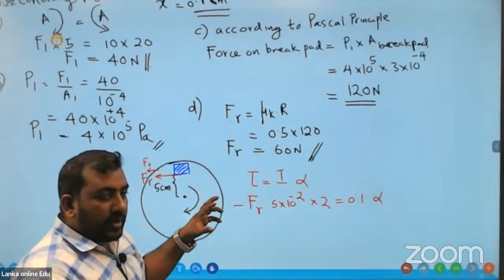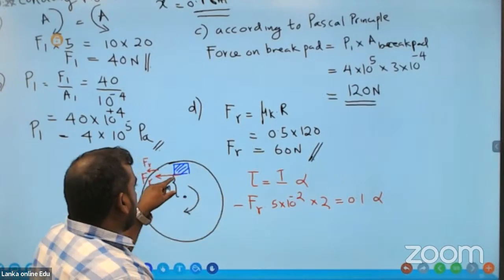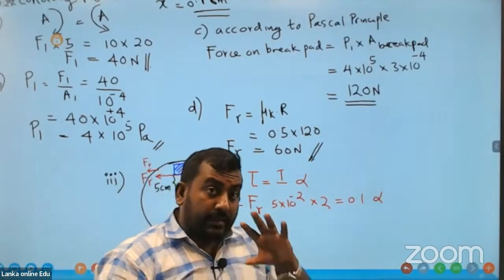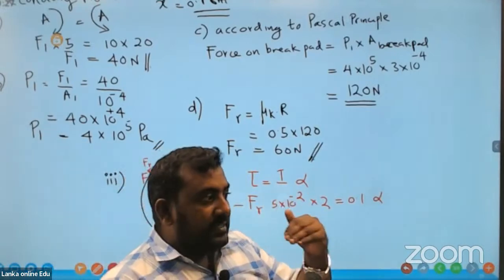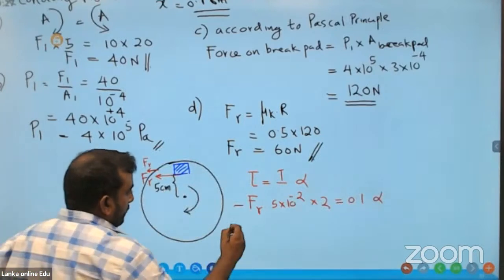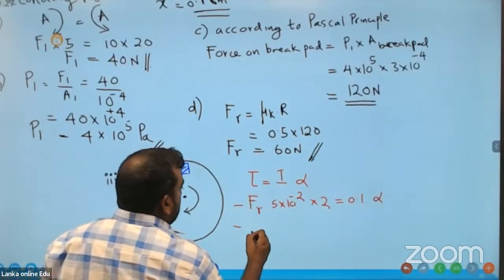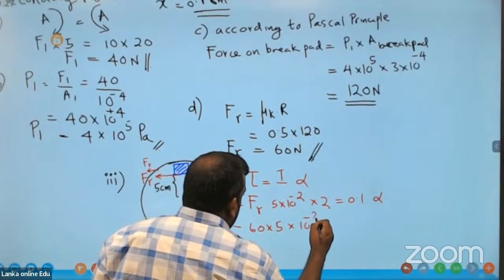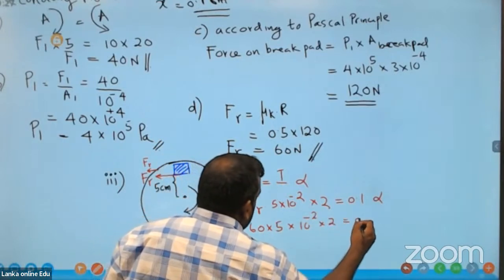So don't be in a hurry. Why is the wheel slowing down? The wheel is slowing down because of friction. What friction? Friction from the brake pad. The rotational motion, so what is it creating? Frictional torque. It's creating frictional torque. So what is your friction? 60 times 5 times 10 to the power minus 2 times 2, equals 0.1 alpha.